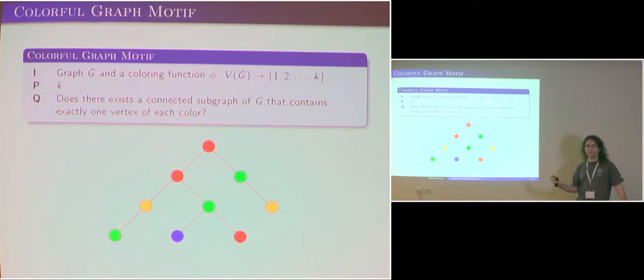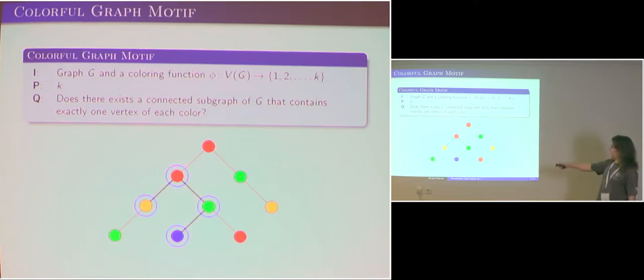This may not be a proper coloring. For example, here I have two red nodes that are next to each other. Here are actually four colors: green, yellow, red, and blue. And the question that I ask in this problem is whether I can find a connected subgraph of this graph that has exactly one vertex from each color. So for example, this is a solution because it has one green, one red, one yellow, and one blue vertex.